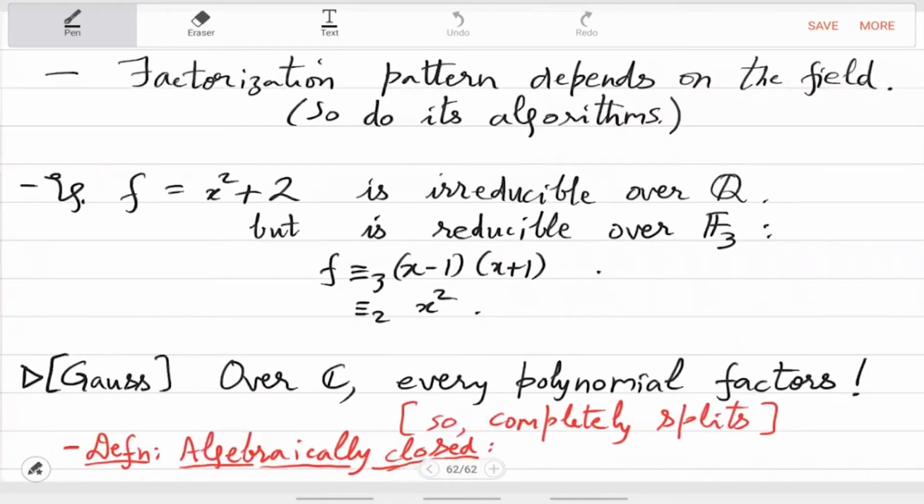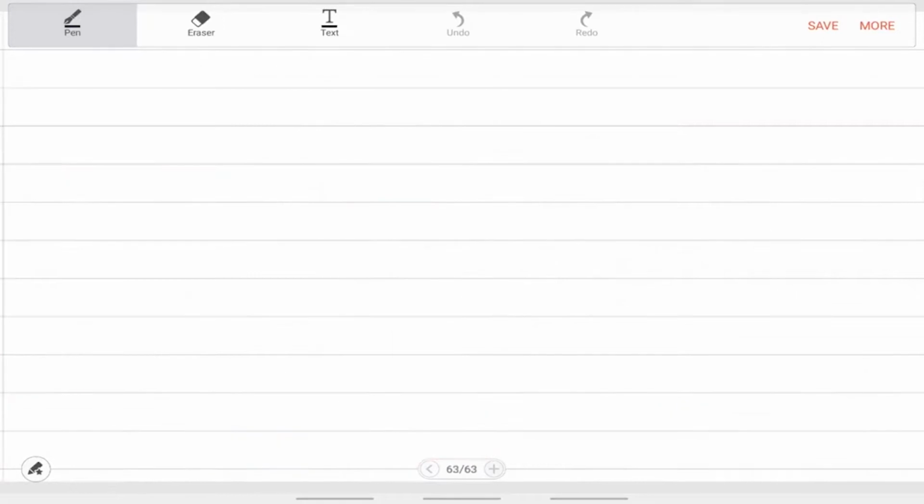Over complex, it's the other extreme. Every polynomial actually factors non-trivially all the way up to degree 1. So such fields are called algebraically closed. But now we will actually come down to something very different, a place where there is no geometry, which is finite fields.